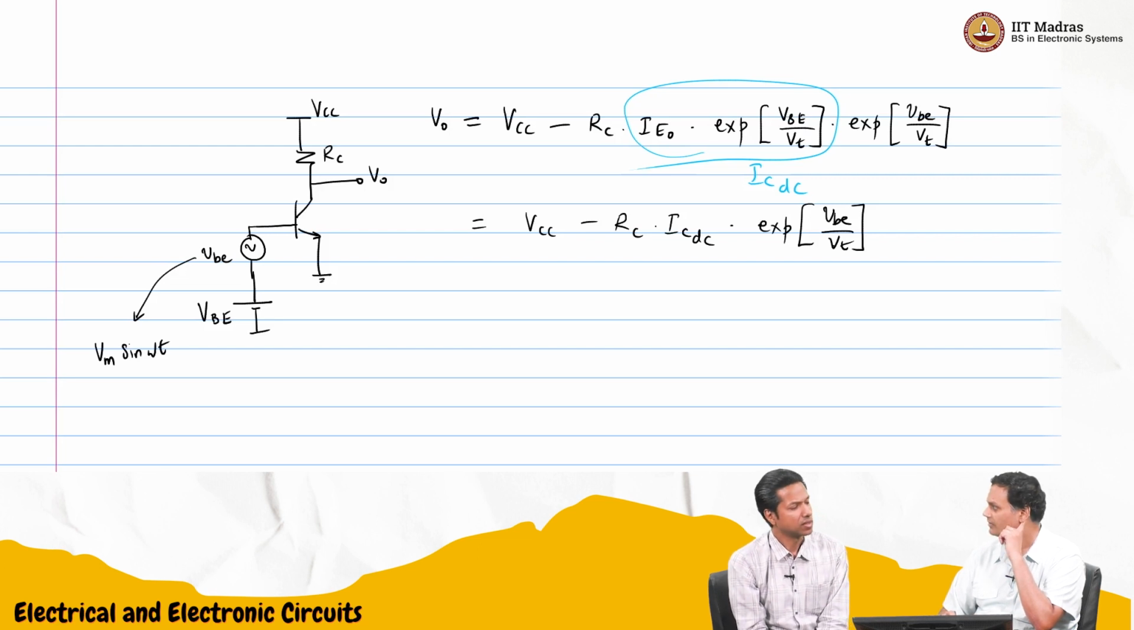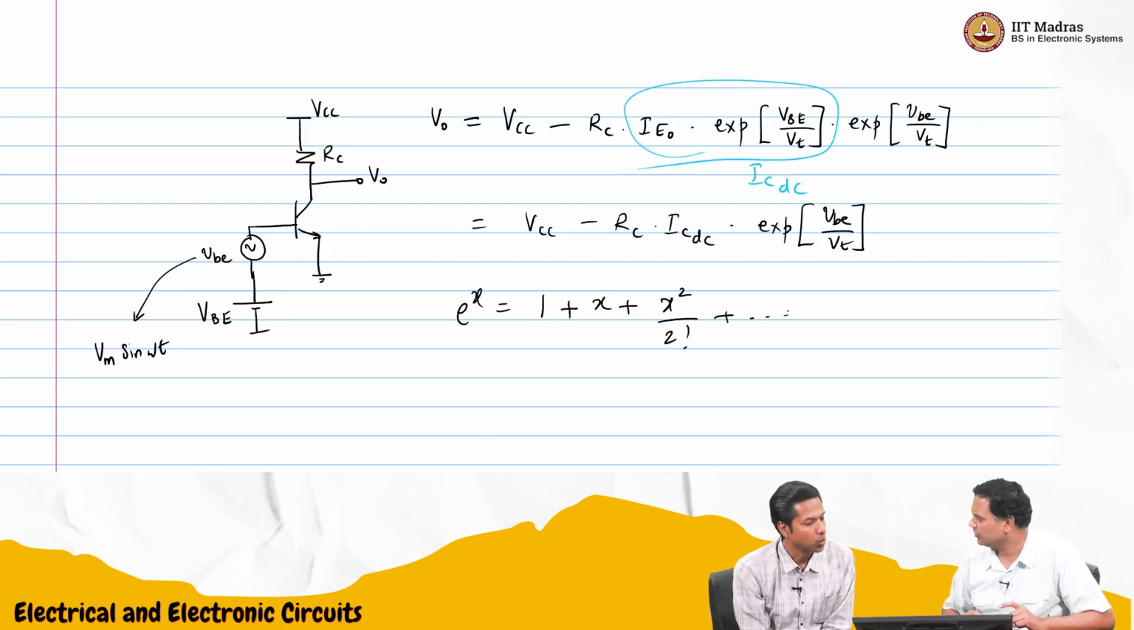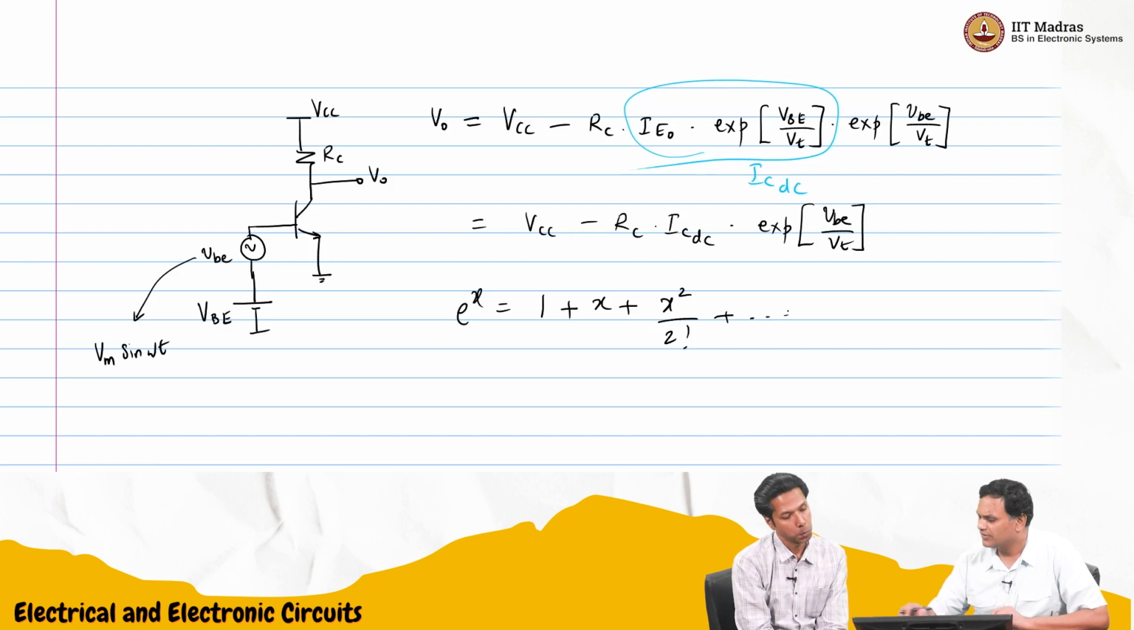Can we expand this exponential term? We should do that. So we know e power x is 1 plus x plus x squared by 2 factorial plus so on. So now we can expand this.